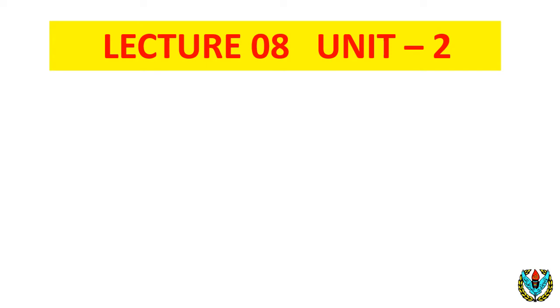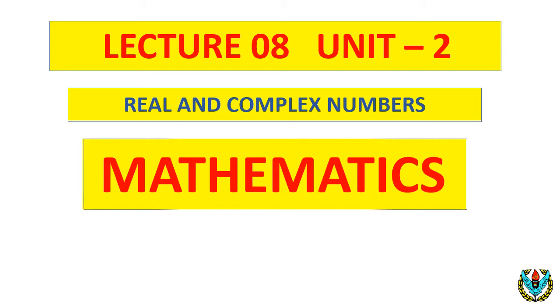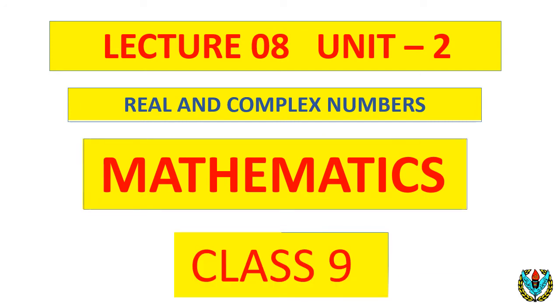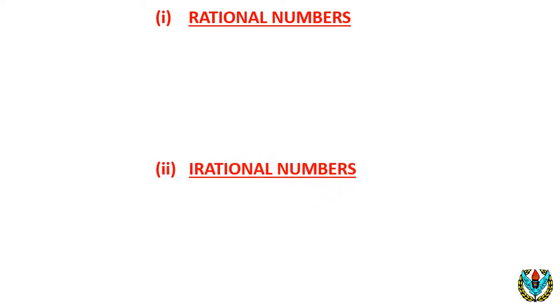It's our lecture number 8 and unit number 2, Real and Complex Numbers. Subject Mathematics of class 9th. Dear students, before starting exercise 2.1, two definitions are very important. Number 1, rational numbers, and number 2, irrational numbers.